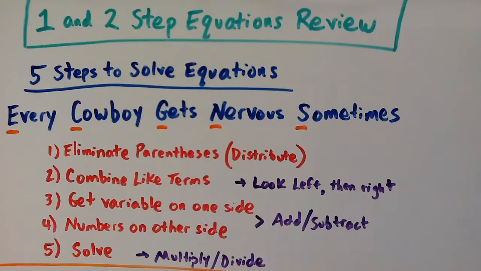The S on sometimes reminds us to solve. We want the coefficient on the variable to be 1. To solve for the variable, we multiply or divide.